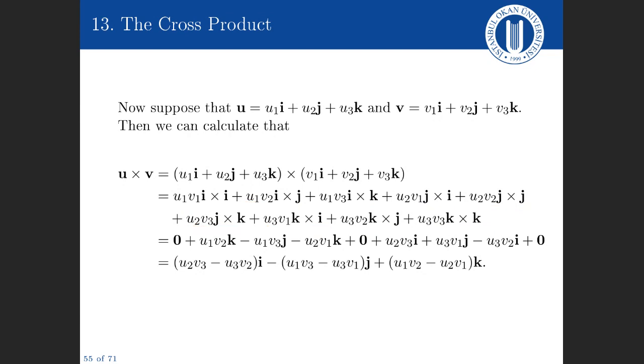Of course, some of these are 0. I cross I is 0. J cross J is 0, and K cross K is 0. Rearrange these. We have U2V3 minus U3V2 I, minus U1V3 minus U3V1 J, plus U1V2 minus U2V1 K, which I'll leave for you to check, or you can just believe me when I say this is the formula for U cross V.